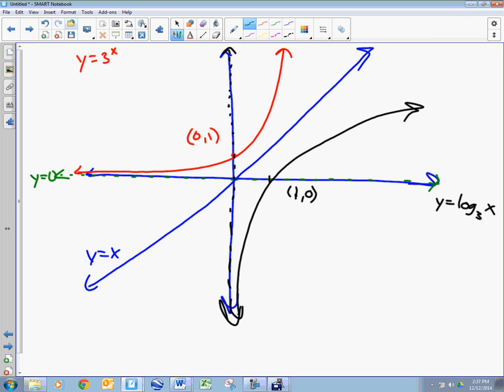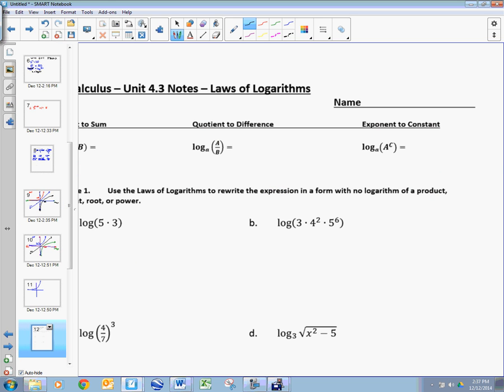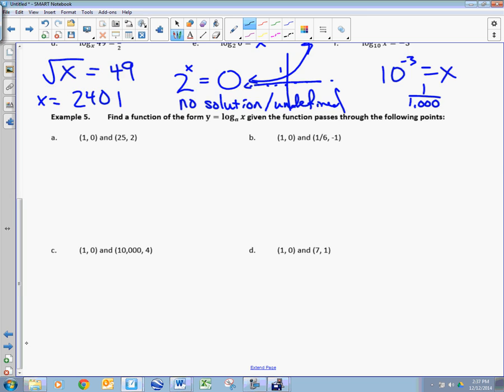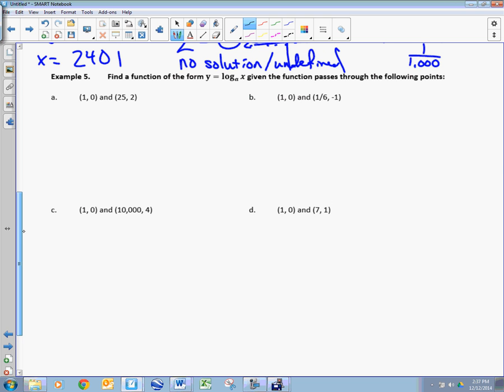But look at the range. Can you get out negatives? Can you get out 0? Can you get out positives? Yeah, but the domain is restricted. So we'll do these 4 problems and we'll be done. They say write a function. What do you notice? All these graphs go through what point? 1, 0, just like you thought. So we want to write a function y equals log base a of x. So we need to figure out what a is.